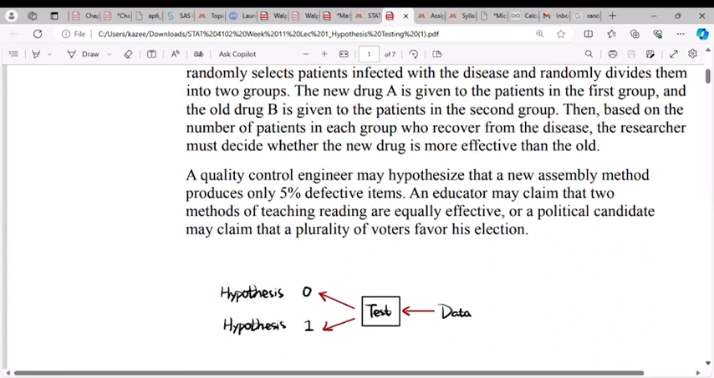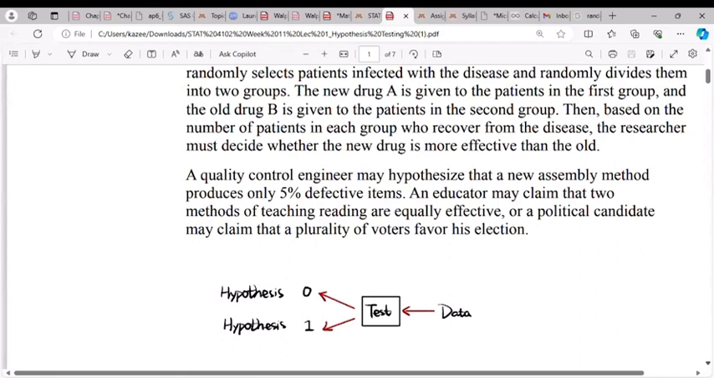Another example: an educator may claim that two methods of teaching reading are equally effective. Maybe one method is the traditional teaching, like in-person teaching, and another one is remote teaching, just like the one I'm doing now. What if an educator says there's no significant difference between the two methods of teaching? Of course, we as researchers and statisticians have a way to investigate whether that is true or not.